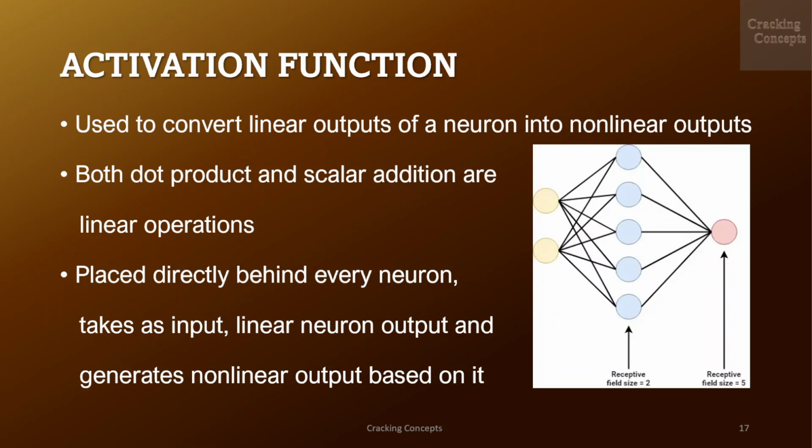For this purpose, we will be using an activation function. Now this function, which is placed directly behind every neuron, takes as input the linear neuron output and generates a non-linear output based on it, often deterministically. That is, when you input the same value twice, you will get the same result. This way, with every neuron generating a non-linear output, the system behaves non-linearly as well, and by consequence becomes capable of handling non-linear data.